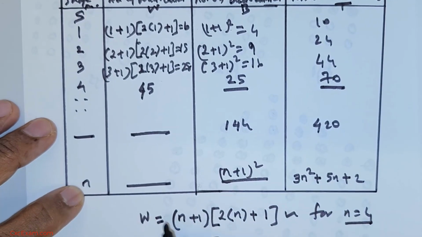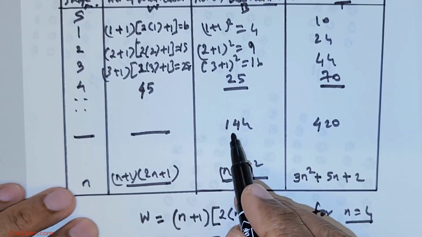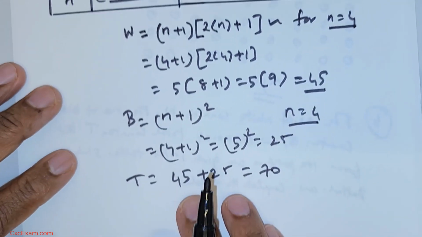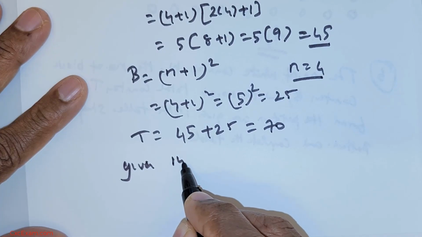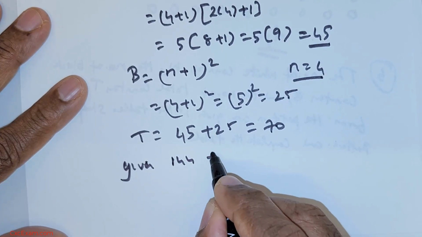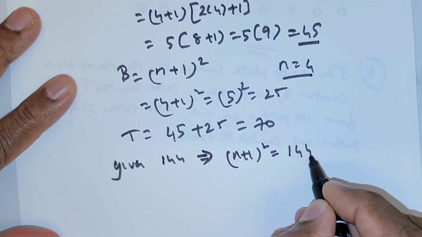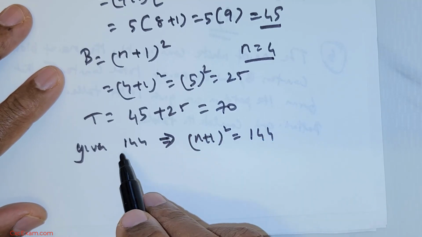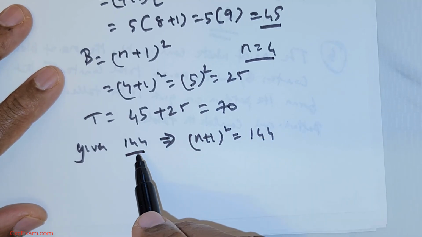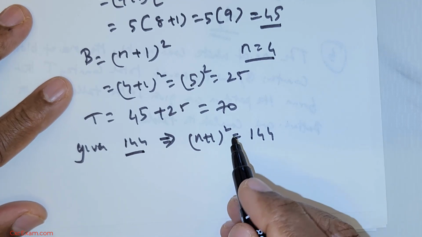And what is this? This is going to be (n + 1) times (2n + 1). Now you see here, this value is already given. I'm going to write this out. So given 144. So this means (n + 1) the whole squared is equal to 144. This is for some n. We don't know the value of n, but for some n, the pattern takes the value 144.